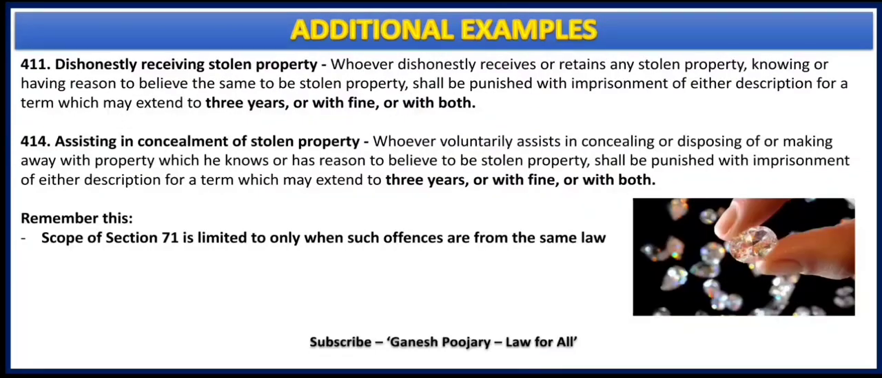I am giving another example from IPC, that is section 411 and 414, where the offenses again look the same. That is dishonestly receiving stolen property or assisting in concealment of stolen property. Here, when the offense is coming under two different definitions, the punishment can go maximum of 3 years or with fine or with both. It is not 3 plus 3 years. Please understand that. I hope that is very clear.